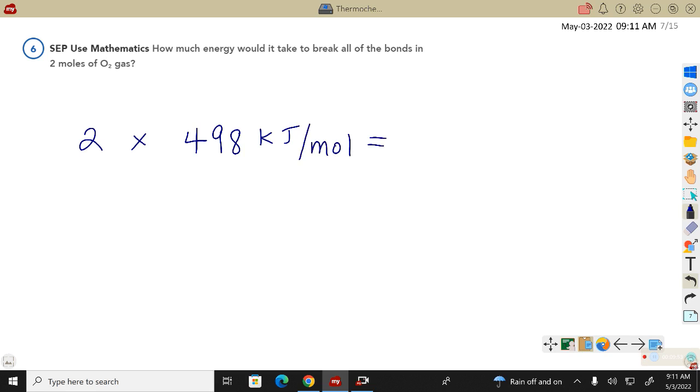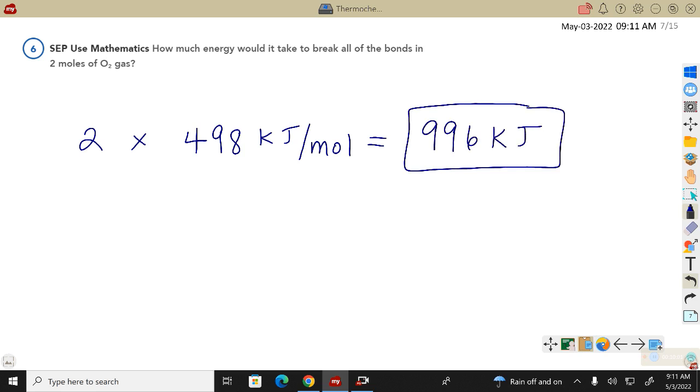That kind of makes sense, right? 498 times 2 should be about 996 kilojoules. I could break a half a mole of bonds, and I would just take 1/2 times that 498. Now, all those bond energies have to be given to you. Those are constants that would be given to you on a table, and then we'll use those values to determine how much energy is absorbed or released from different chemical reactions.